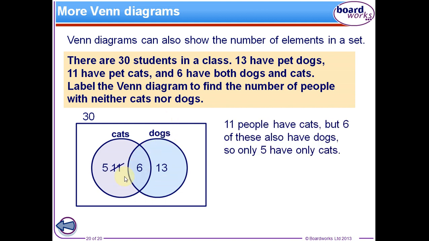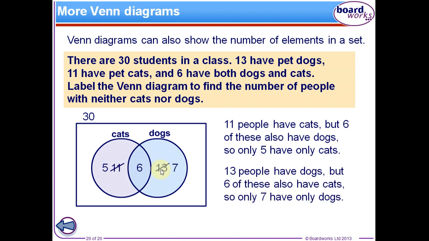So now because cat is 11 altogether, I can't have 11 here, so cat only will be 5, because when you sum everything inside the cat, it should give you 11. So what I did here is that I put 11 here before, since I have 6 common, so 11 take away 6, then you have 5. I'm going to do the same thing for 13. So 13 take away 6, you have 7. So dog only will be 7, cat only will be 5, dog and cat will be 6.